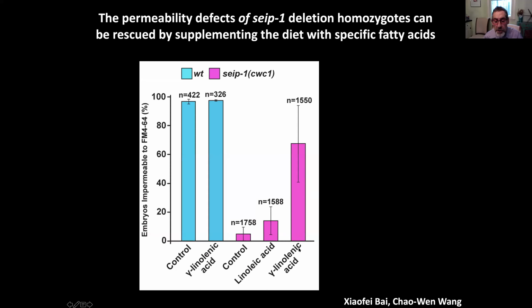We tried a cute little study where we tried to see if we can rescue the permeability by supplementing the diet with gamma-linolenic acid, a fatty acid. And as you can see here, this has no effect on wild-type embryos, but on our mutants, it makes them impermeable to dyes. And so these animals are somewhat rescued and have a much better eggshell.